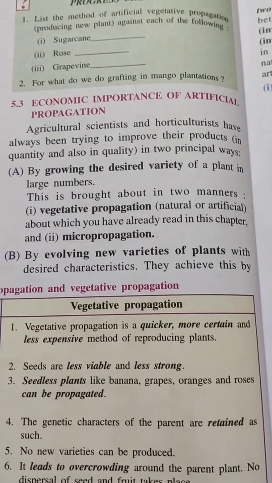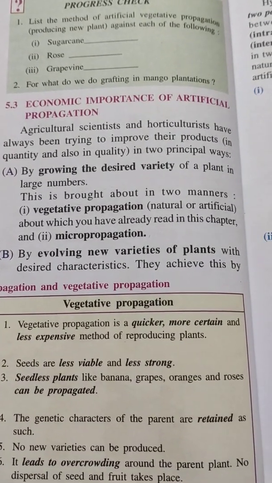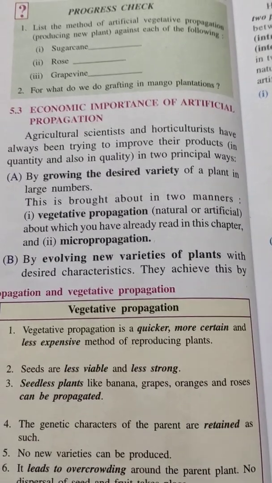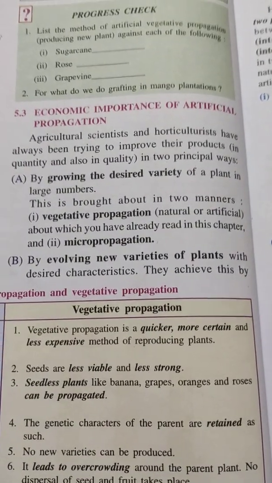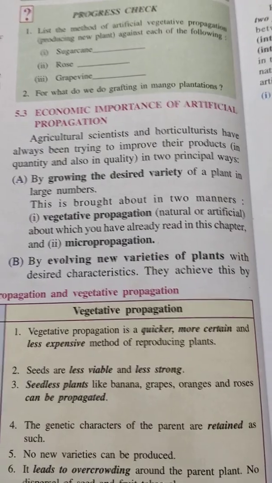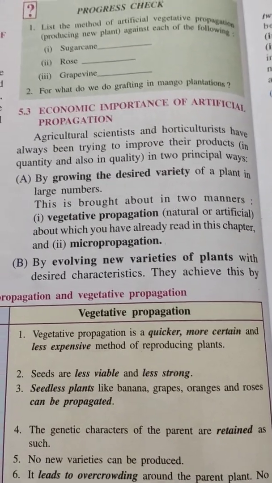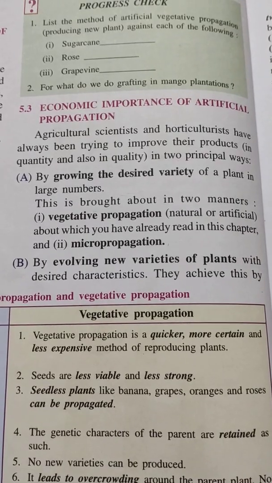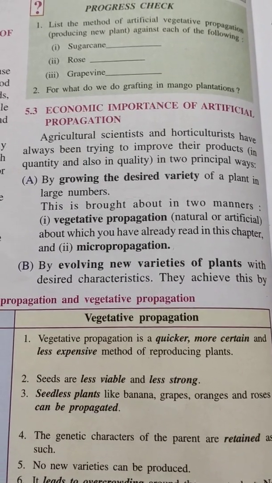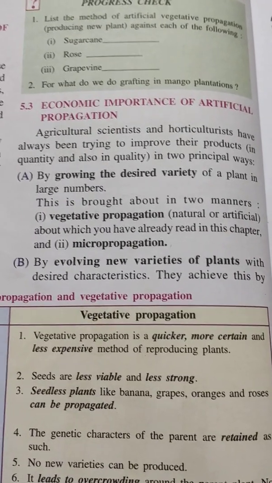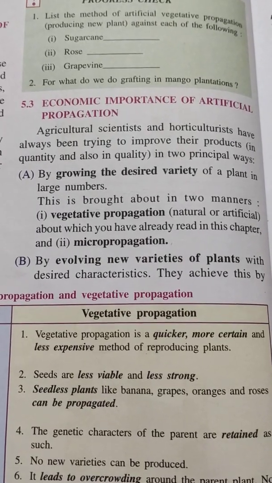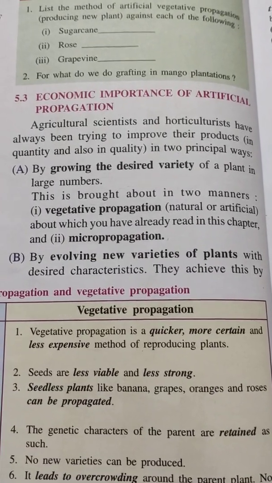That means, suppose there are two plants of the same species, but we are getting two different kinds of good qualities in two different plants. So we want those two qualities in one plant. So that is also important. They achieve this by hybridization, and that is a very, very important technique. Okay students, so next day we'll start from hybridization, which is a very important technique.